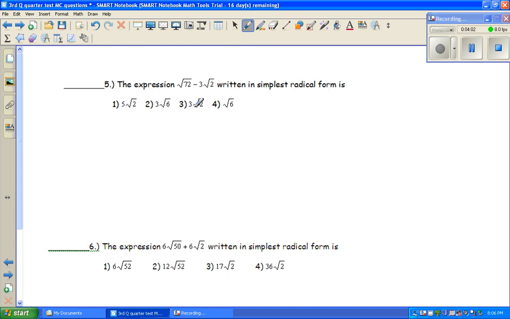In question number 5, we have radical 72, and we know that radical 72 really means radical 36, radical 2, because we want the largest possible perfect square that is a factor of 72. Radical 36 is 6, radical 2, and we're going to bring the 3 radical 2 along, since that's already in simplest form. 6 radical 2 minus 3 radical 2, since they both have the radical 2, we can combine them. So 6 minus 3 is 3 radical 2.